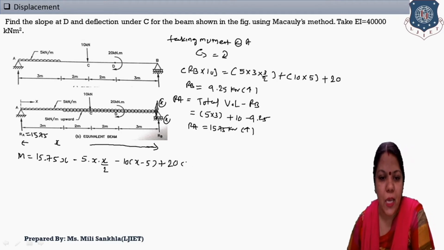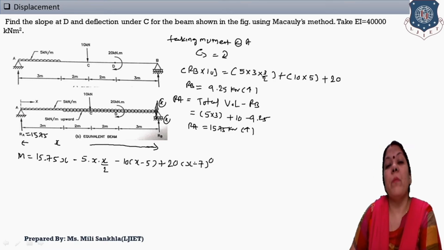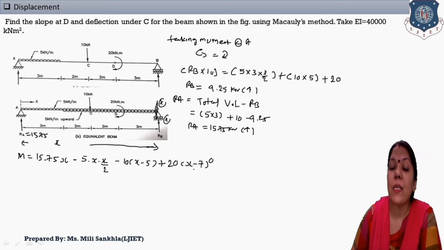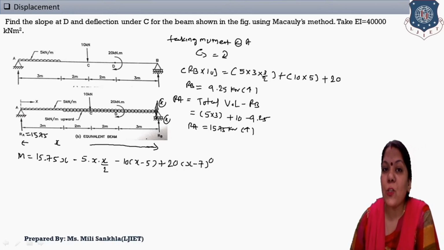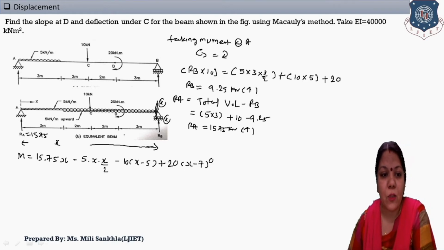That means (x − 7)^0. If you remember, in the theoretical portion we studied that when a moment is given on a span, the quantity (x − a)^0 is written when it is multiplied with the moment. Same here, this is the case of a moment, so we have to write here 20 into (x − 7)^0.